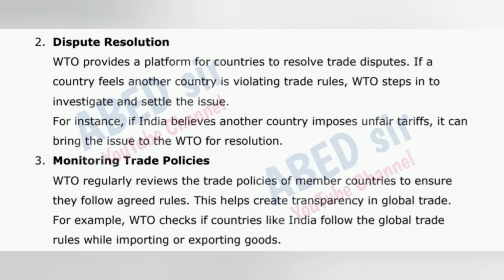3. Monitoring trade policies. WTO regularly reviews the trade policies of member countries to ensure they follow agreed rules. This helps create transparency in global trade. For example, WTO checks if countries like India follow the global trade rules while importing or exporting goods.